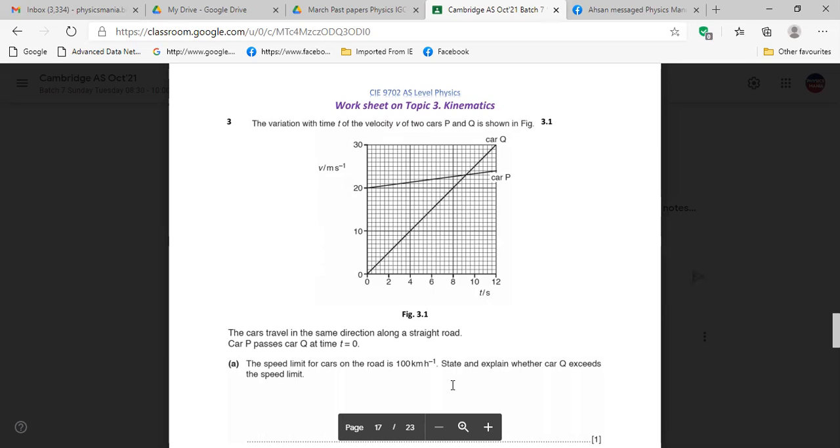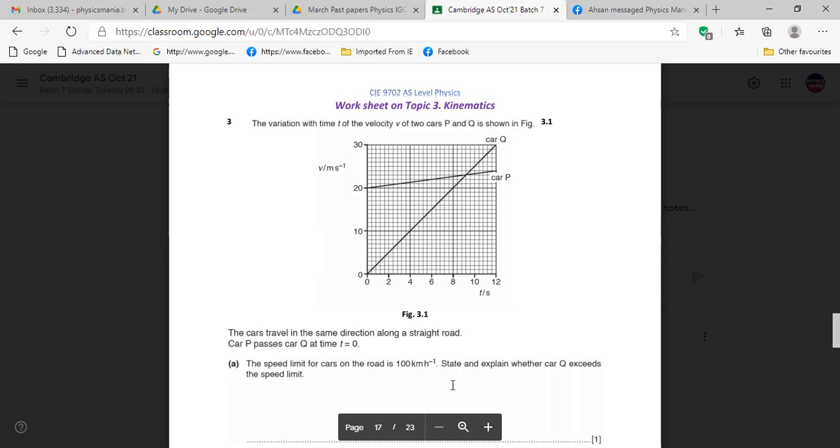Sir, 27.8 meter per second. Write it on your worksheet: 100 kilometer per hour equals 27.8 meter per second, right? So you also got the same, Navid. Yes, sir, 27.777. Now comment on the question. Sir, yes, car Q exceeds the speed limit. Yes, very good.